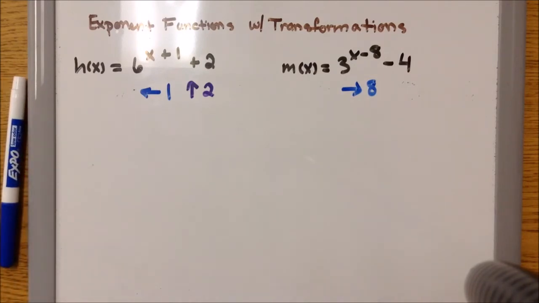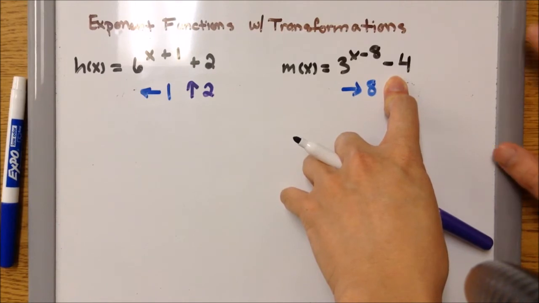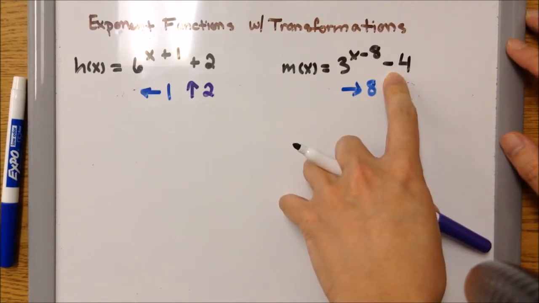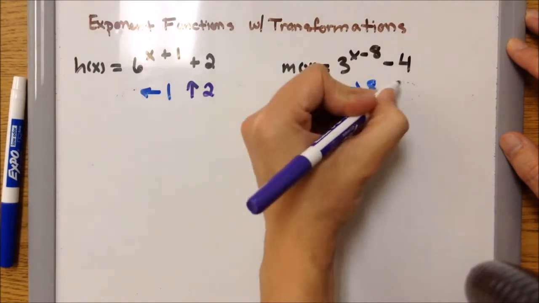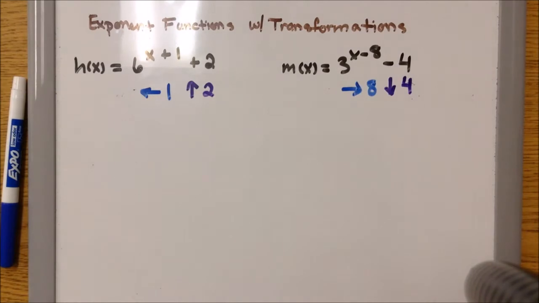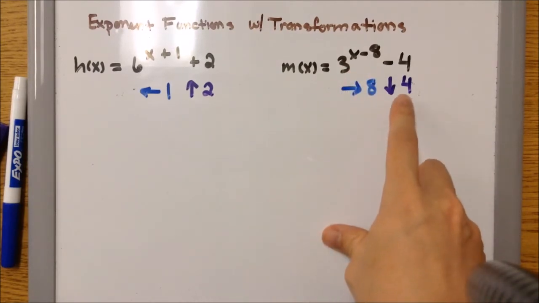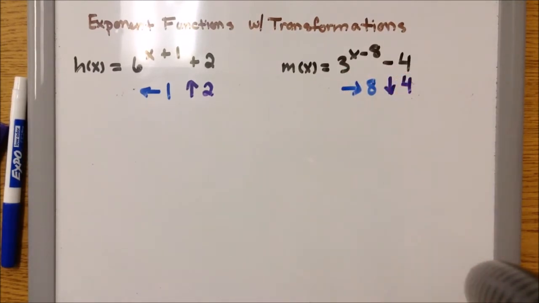And then after the x minus 8, we see it's a minus 4. So again, when you have another number after the x, it's either up or down. In this case, a minus 4 means that it shifted down 4 units. So that's pretty much the transformation for the fourth example. Right 8 units because x minus 8, and then down 4 units because of that minus 4. So again, that's pretty much the transformation for translation: up, down, left, right.